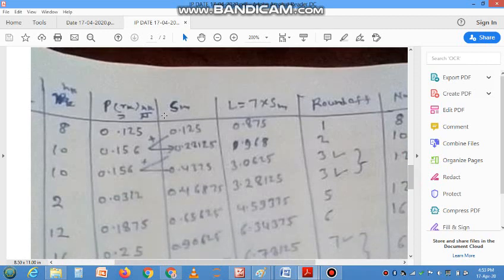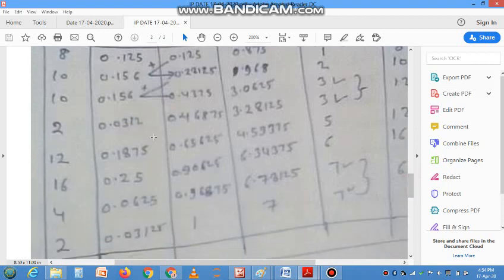Okay, so we calculate the probability at each gray label. So small nk upon N. For this case small n is 8. So 8 divided by 64, then we will get 0.125. For this, 10 divided by 64, then we will get 0.156. For this, 10 divided by 64, 0.156. For gray label 3, 2 divided by 64, then we will get 0.0312.